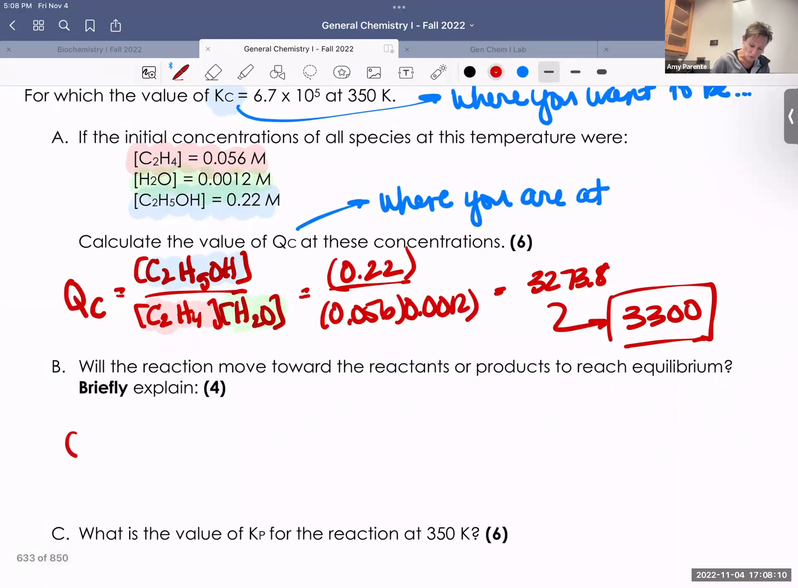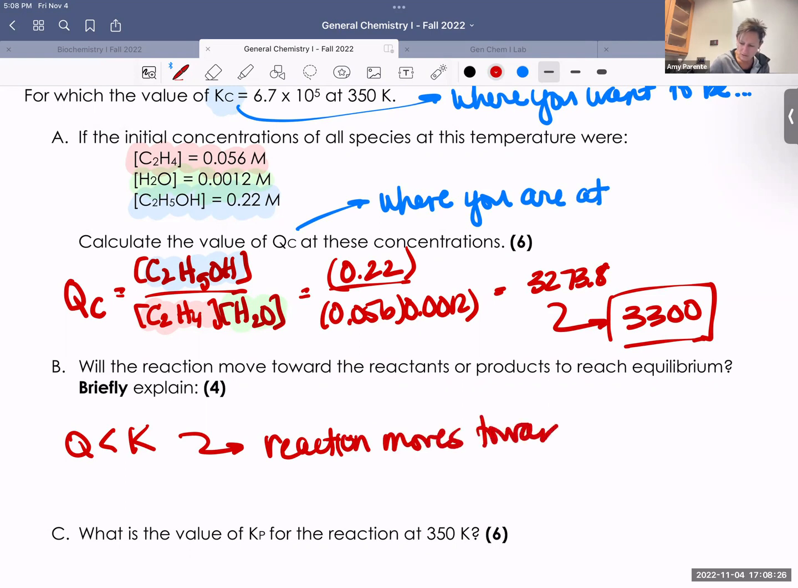So in this case, Q is less than K. Okay, and when Q is less than K, what that means is the reaction moves towards products. So if you want to find out which way a reaction shifts, you need to say, where am I at versus where do I want to be? Q versus K comparison. If Q is less than K, you keep marching forward. If Q is greater than K, you got to go back towards reactants.